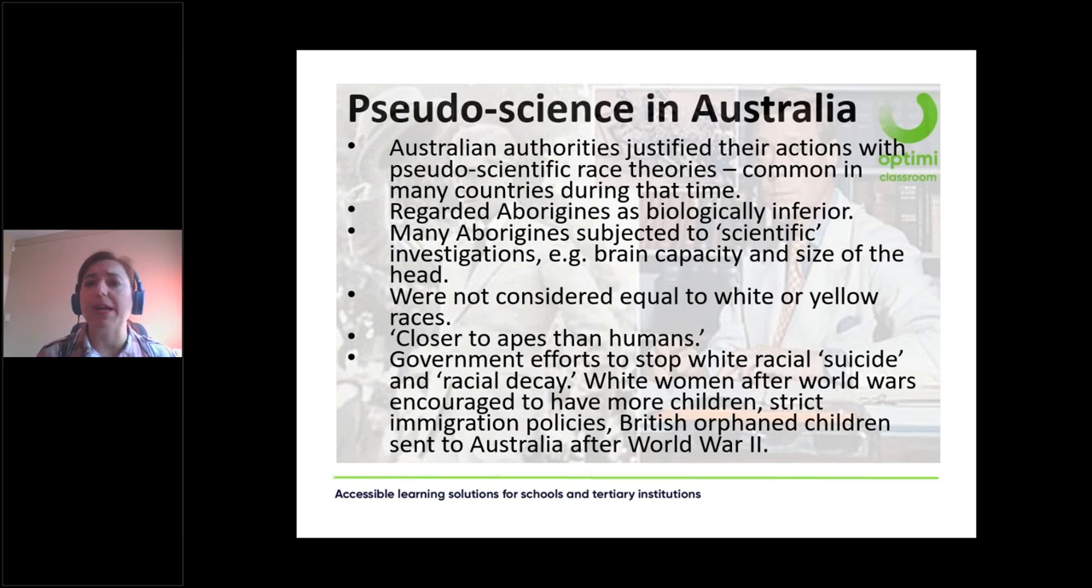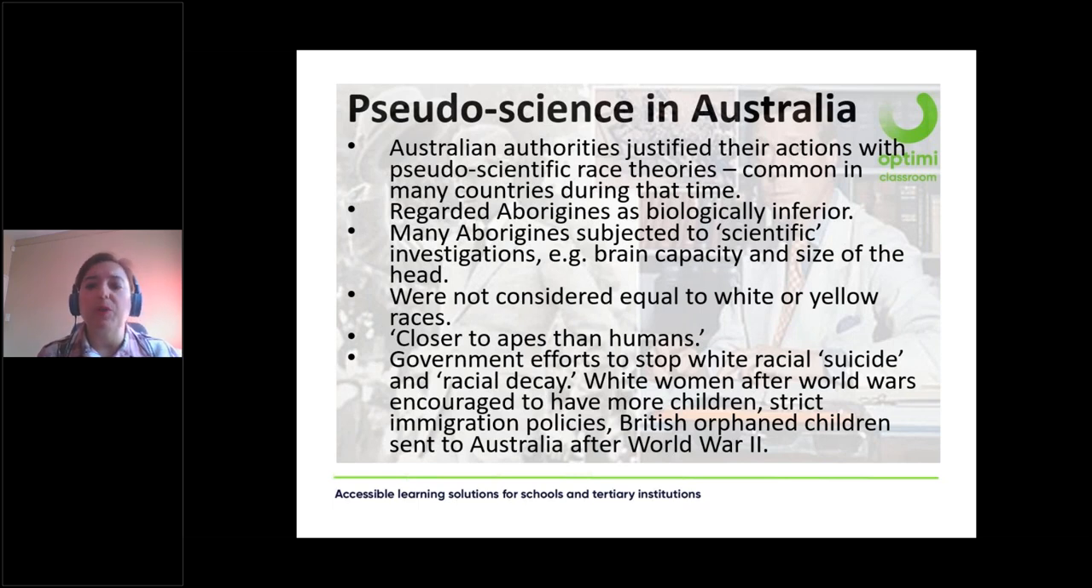So they needed to stop racial suicide, with a decline in white superior numbers in comparison with Aborigine or mixed numbers. Then also racial decay, that actually refers to people intermarrying or having relationships with other racial groups and so forth. And then obviously the superior white race is decaying and becoming a less important or inferior race.